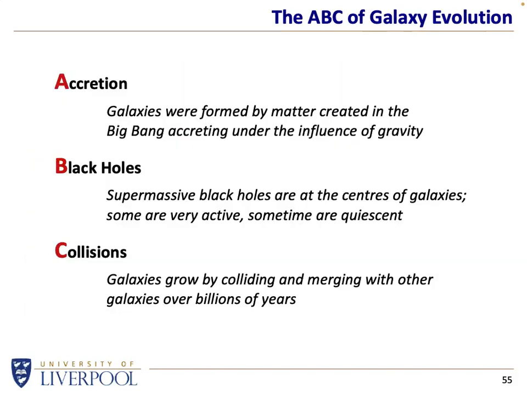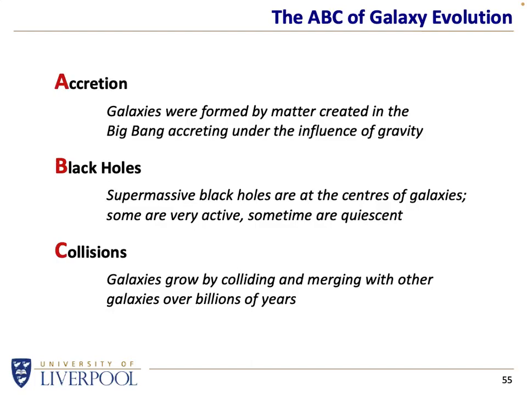So the ABC. A is for accretion. That's how they get born in the first place, from matter accreting. B is for black holes, which appear to be at the center of every galaxy, but we don't really understand why. How did they form so early on, such that even the very earliest galaxies that the James Webb Space Telescope is capable of seeing appear to already have supermassive black holes at their cores? They must be important, but we don't understand why.